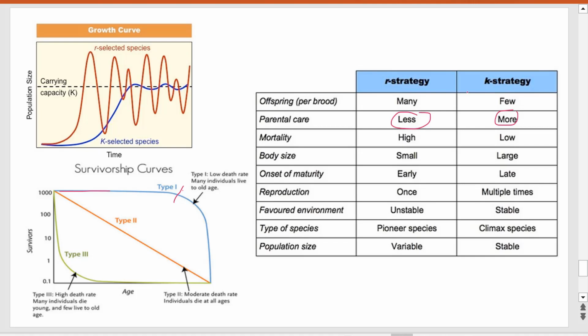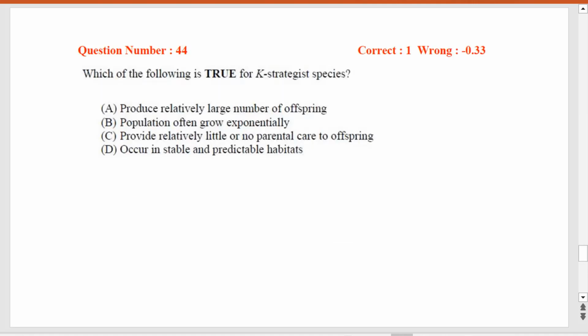On the contrary, K strategist species are the climax species. After many species have come and lived in that area, and have made that area habitable, then the K strategist comes and reproduces and has a stable population. Population size is variable for the R strategist and stable for the K strategist, as you can see from here also. So, let's try to answer this question.